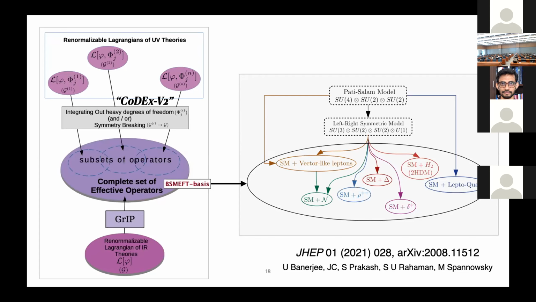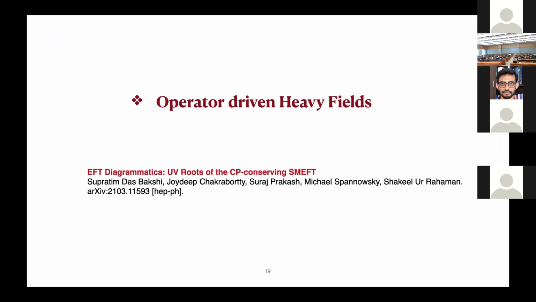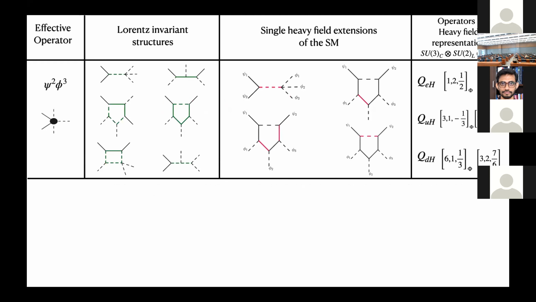This is the last point I want to emphasize: if you have a set of operators in your mind, how do you construct a UV theory? We came up with this paper, EFT Diagrammatica, that tries to give you the UV routes of CP conserving dimension 6 SMEFT operators. For example, you start with the chi-square phi cubed class of operators, and this is the effective diagram for that. What you can do is unfold it without considering any kind of internal symmetry.